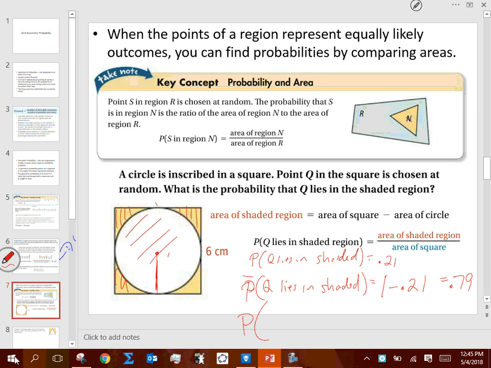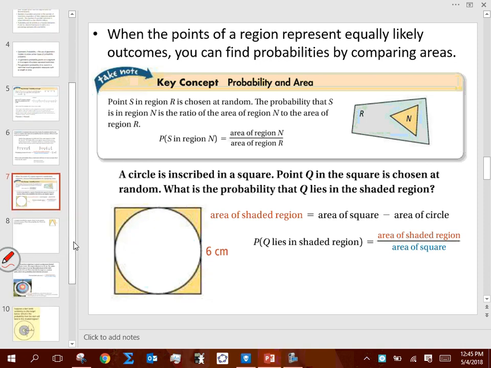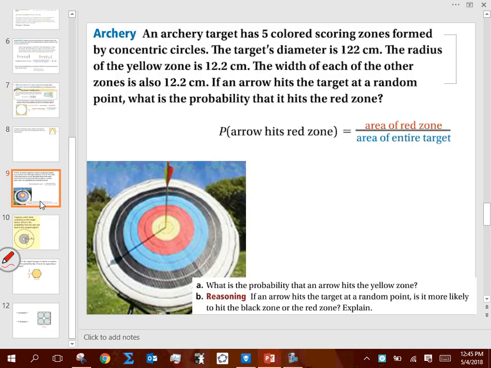So a lot of questions are very similar to that. I want to do at least one more with geometric probability. And it's this. It's a very common question. You see it several times in your homework. We have a bunch of concentric circles. We talked about concentric circles the other day.